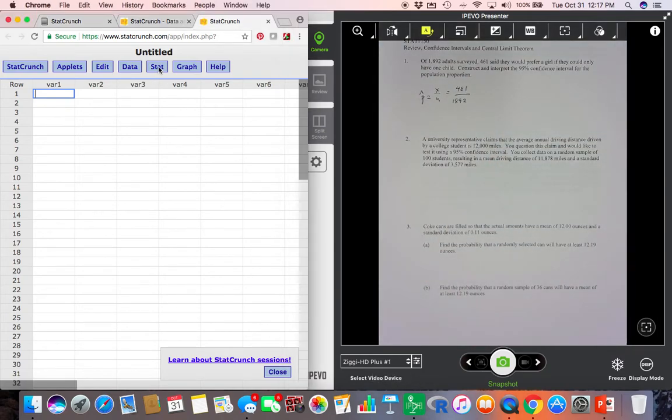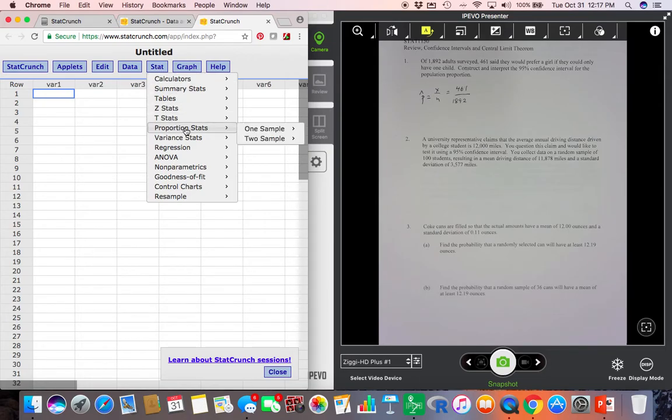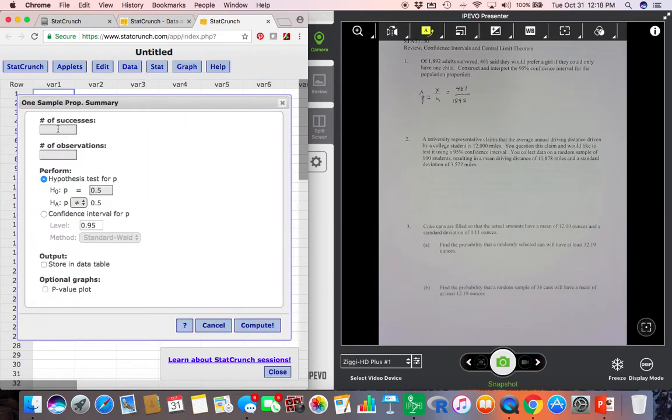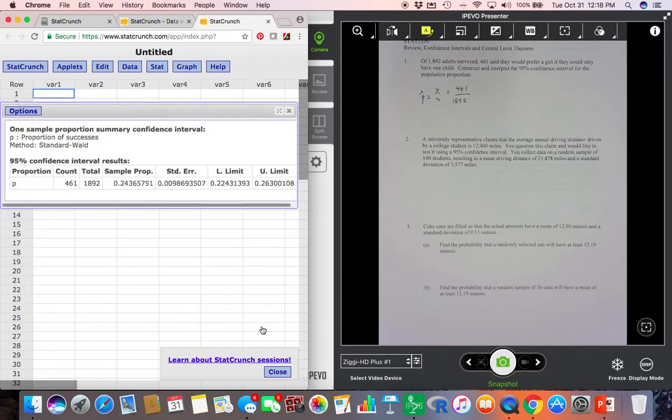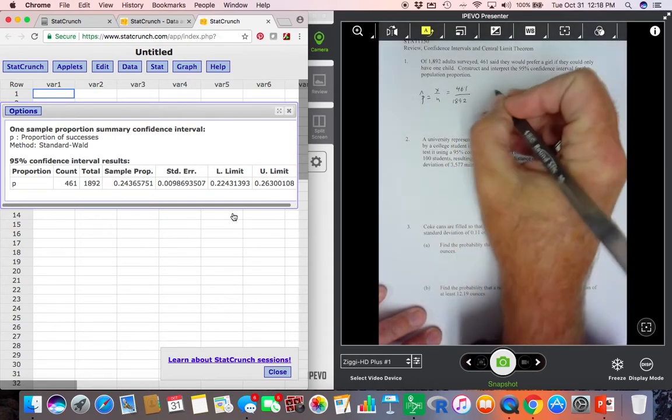Well, guys, the lucky thing is you get it pretty easy here because StatCrunch does these types of problems pretty straightforwardly. I want to go to one sample with summary. The number of successes in this case would be those who said they wanted to have a girl if they only had one child, and there were 1,892 total sampled. The confidence level for p is 0.95. When I compute that, I see that my lower limit is 0.224.